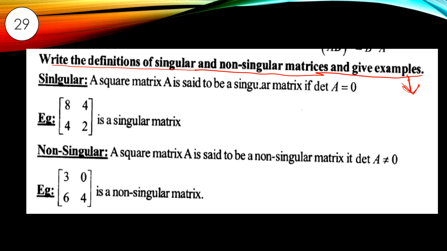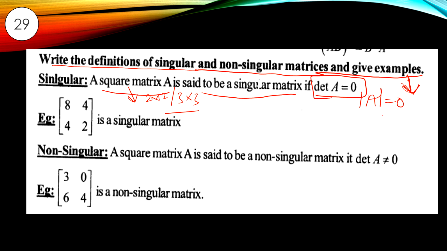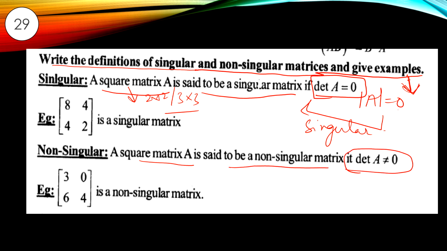Okay, so let's see what is a singular matrix and what is a non-singular matrix. A singular matrix is nothing but a square matrix A, a square matrix being one with the same number of rows and columns, either 2 by 2 or 3 by 3, like that, is said to be a singular matrix if det A is equal to 0. So the determinant of the matrix A is equal to 0, then we can say it is singular. Very simple. Non-singular means a square matrix A is said to be non-singular if the determinant of A is not equal to 0.